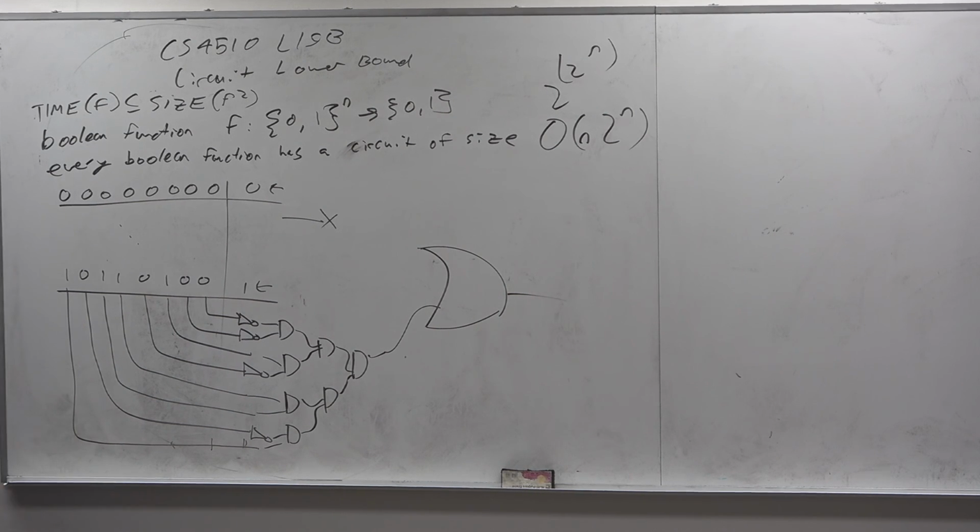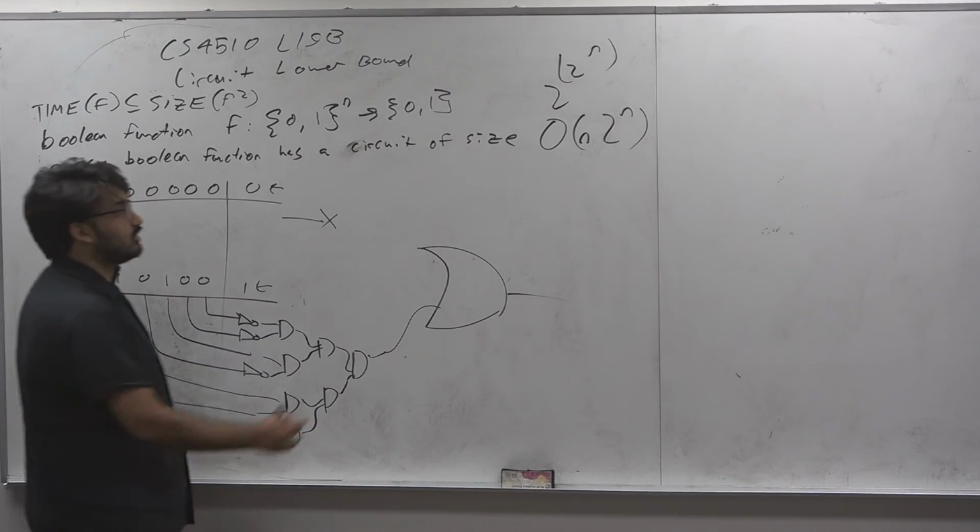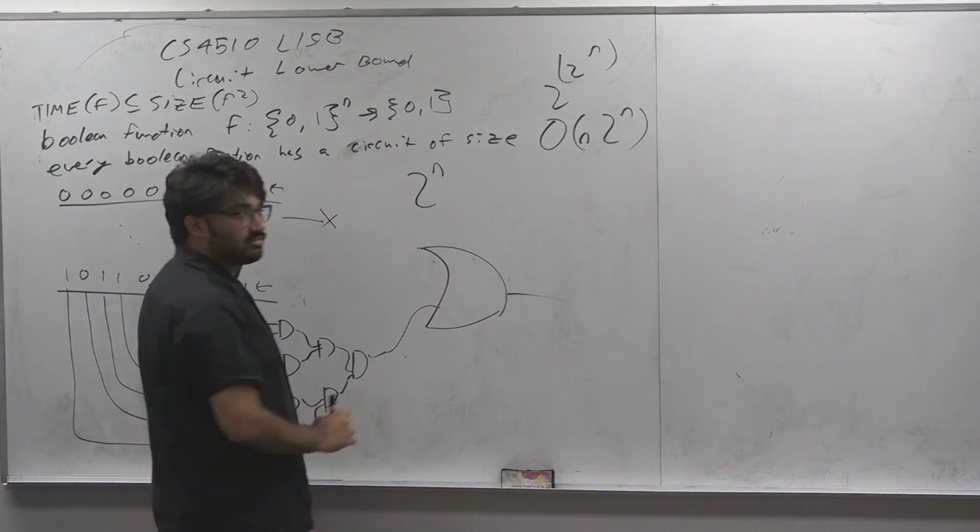Okay, what is the size of the circuit? We have 2 to the n rows. We have 2 to the n gadgets. What is the size of the gadget? It's going to be 2 to the n times the size of the gadget.